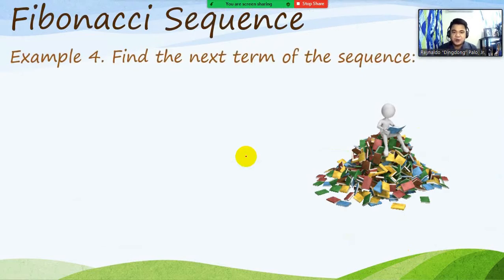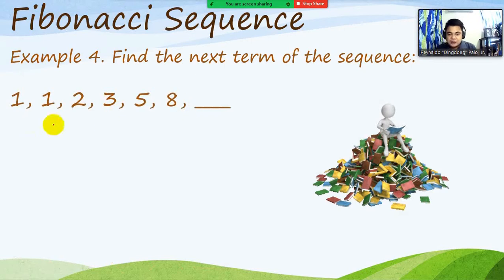Again, we have Fibonacci sequence. Find the next term of the sequence 1, 1, 2, 3, 5, 8. How are we going to solve the next term? Remember this. This is the rule.